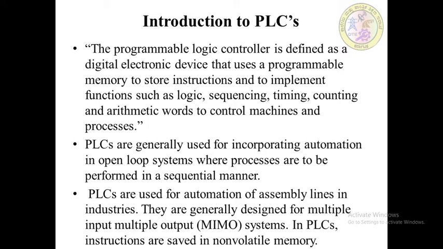We know that an open loop system doesn't have any feedback, so generally these PLCs are used to incorporate automation. Automation means a system that operates without human intervention. Likewise, there should be an open loop system that is performed in a sequential manner, and PLCs are used for automation of assembly lines in industries.